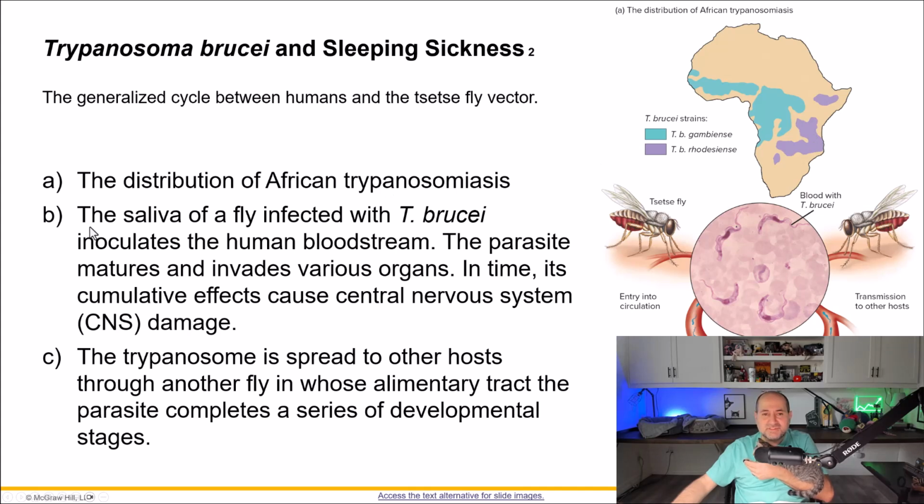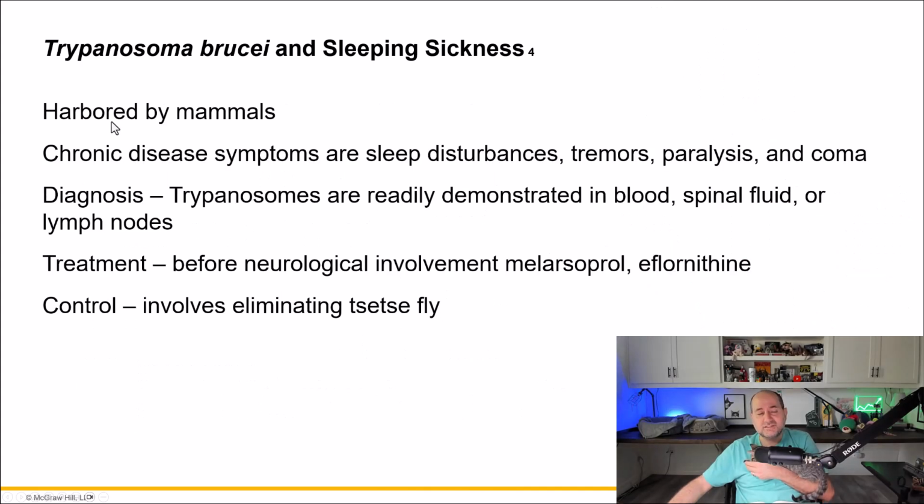And again, remember the tsetse fly, it bites you. The saliva of that tsetse fly is infected with Trypanosoma brucei. It inoculates the human bloodstream. The parasite matures and invades various organs. In time, its cumulative effects cause central nervous system damage. The trypanosome is then spread to other hosts through another fly, in whose alimentary tract the parasite completes a series of developmental stages. So that means that this Trypanosoma brucei is harbored by mammals.